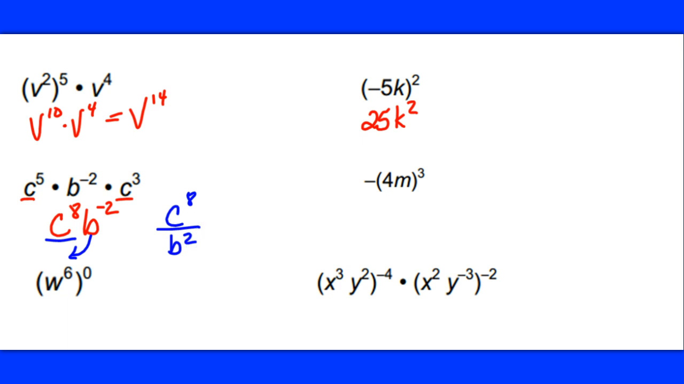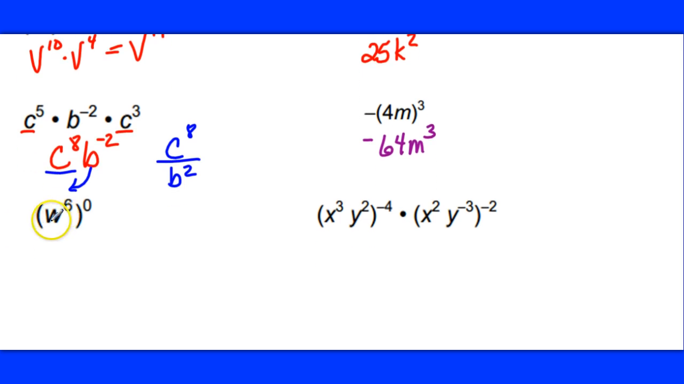All right, tried to trick you on this next one. That negative is on the outside. That 3 has absolutely nothing to do with that negative. So 4 to the 3rd power is 64, m cubed, and then the negative comes and attaches itself on the front. All right, here, w to the 6th power taken to the 0 power. 6 times 0 is 0, so that's w to the 0 power, which we know anything to the 0 power is 1.